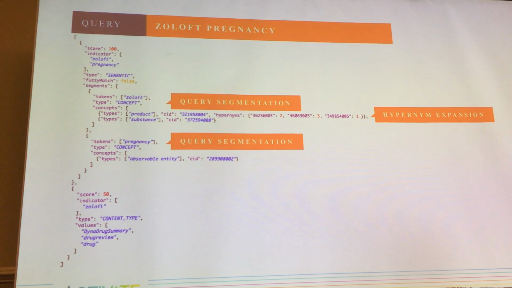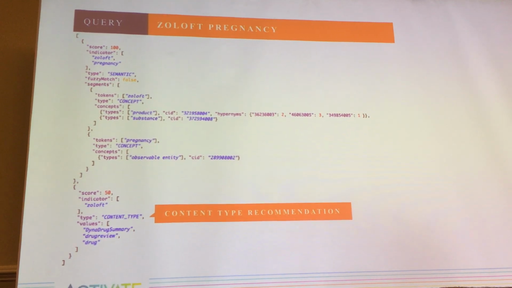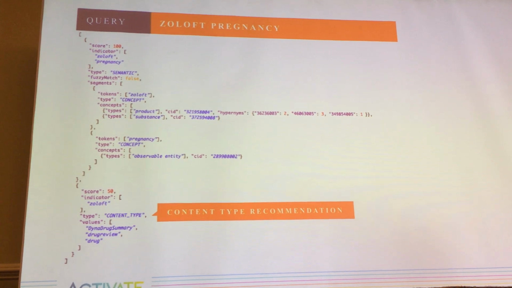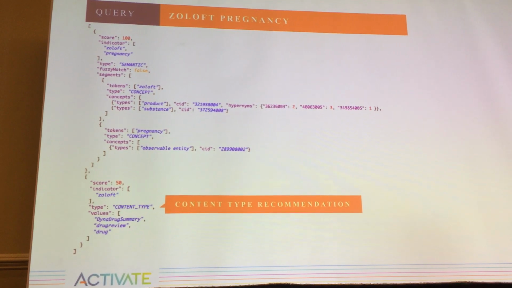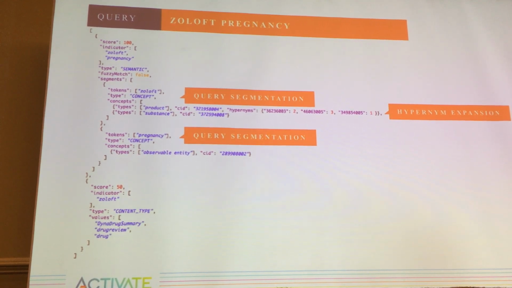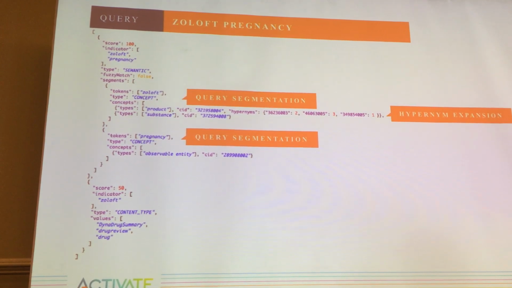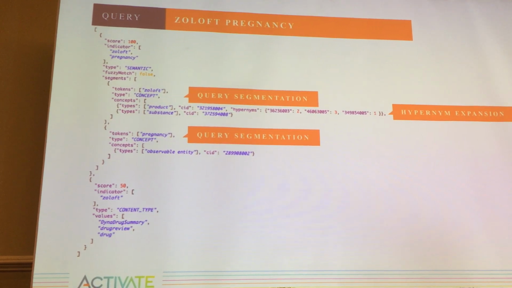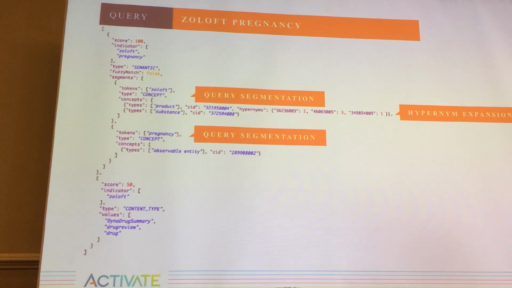What you will notice here is that I have not expanded pregnancy. Pregnancy was specific enough. I would also like to note that those numbers that are represented up here are essentially used as part of a decay weight at runtime. So I'm able to essentially boost certain pieces of content that are closer to Zoloft versus those that are farther away in the graph.